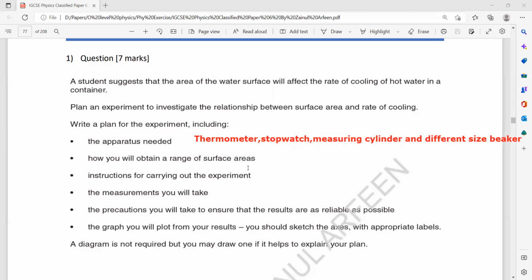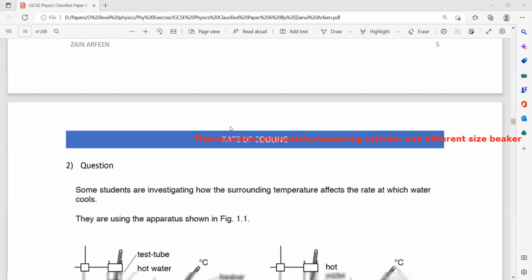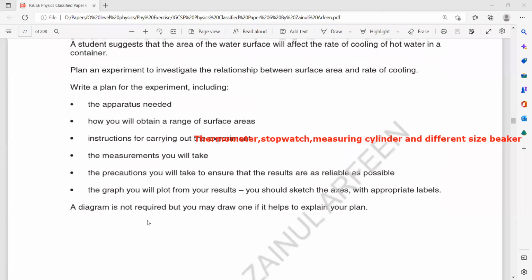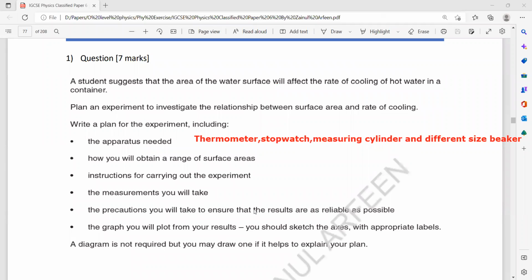That is one thing. Whenever you write this experiment, there's a space available here. You can write all this. A diagram is not required, but you may draw. So whenever there is space, you should draw, so that in case you miss a point, you will get the mark from that.